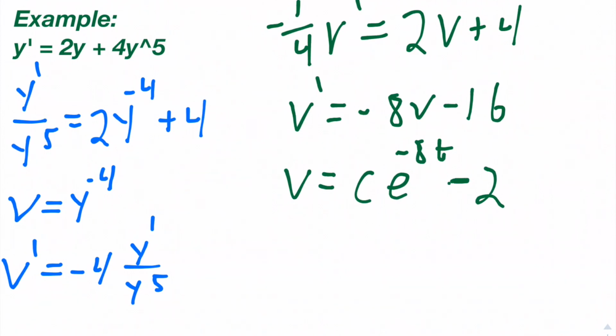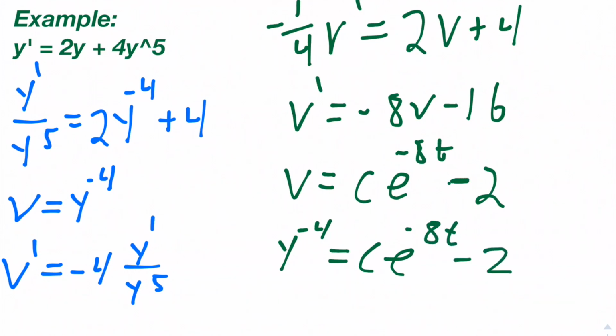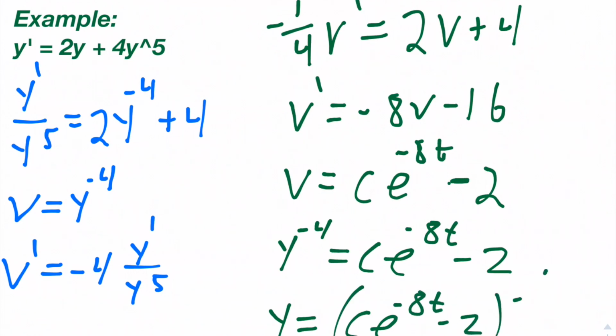From here, we know that v is equal to y to the negative fourth. So we can say y^(-4) is equal to c e^(-8t) - 2. And we can solve for y and get the implicit solution by raising everything to the negative 1/4 power. So y is going to be equal to (c e^(-8t) - 2) all to the negative 1/4 power. And this will be your implicit solution for y.